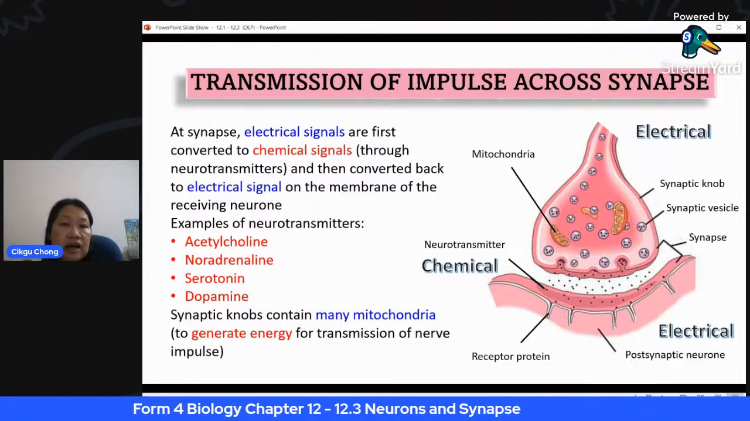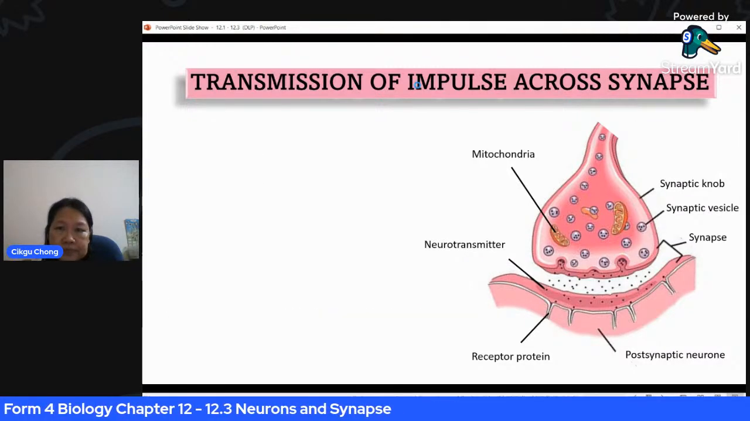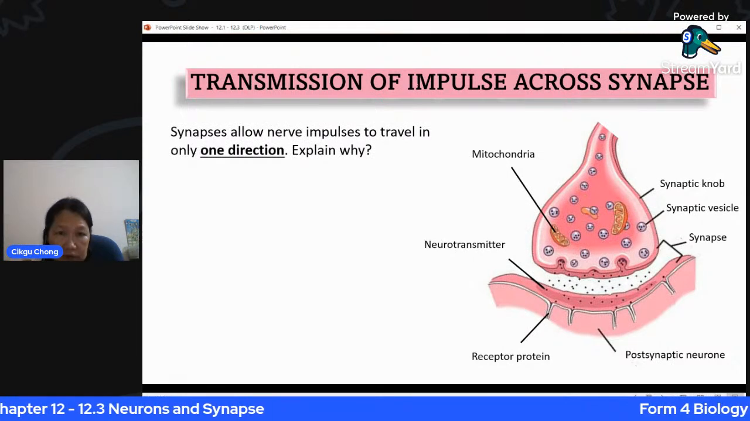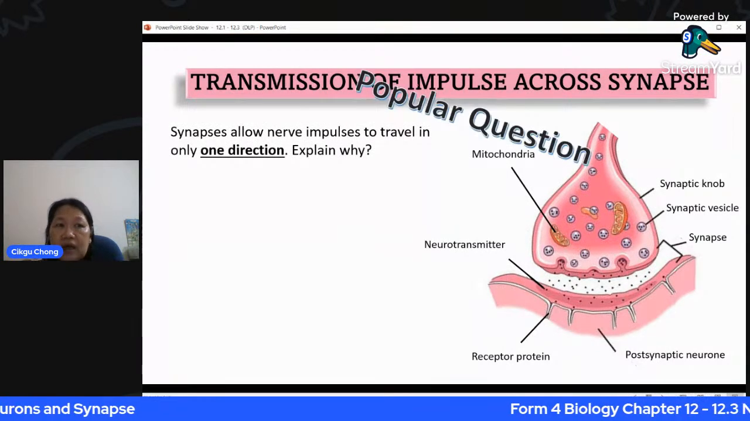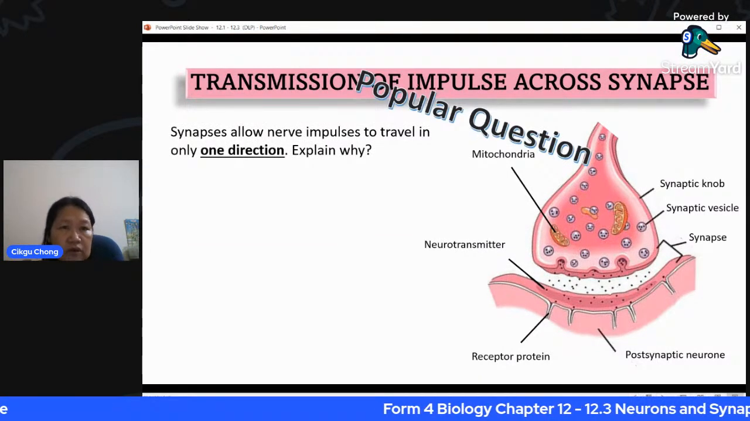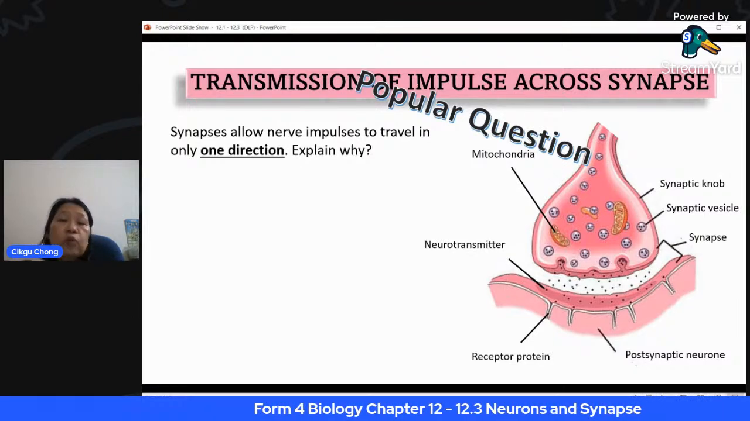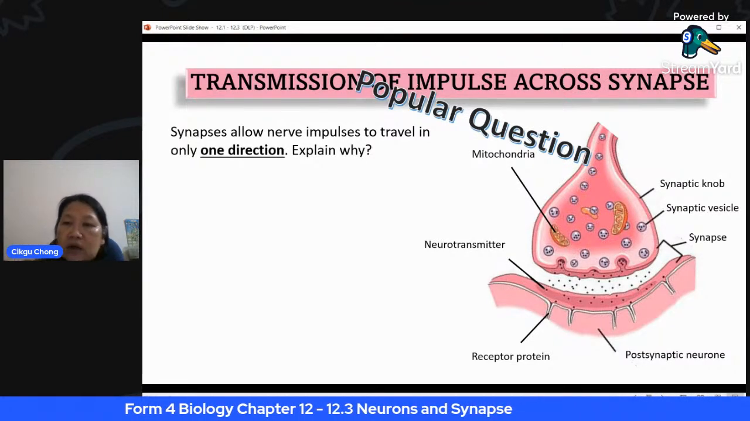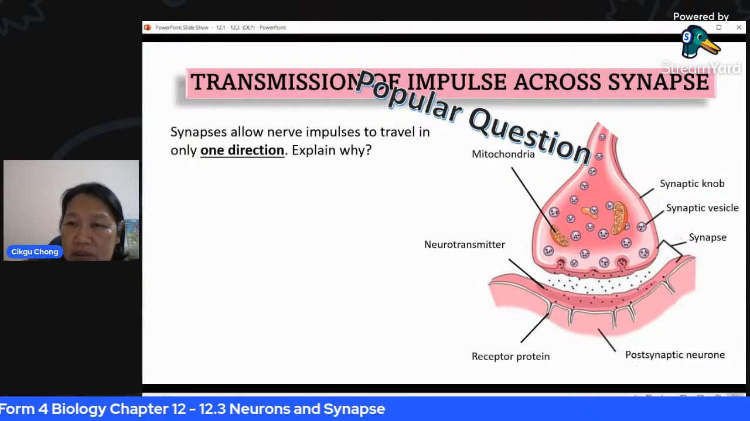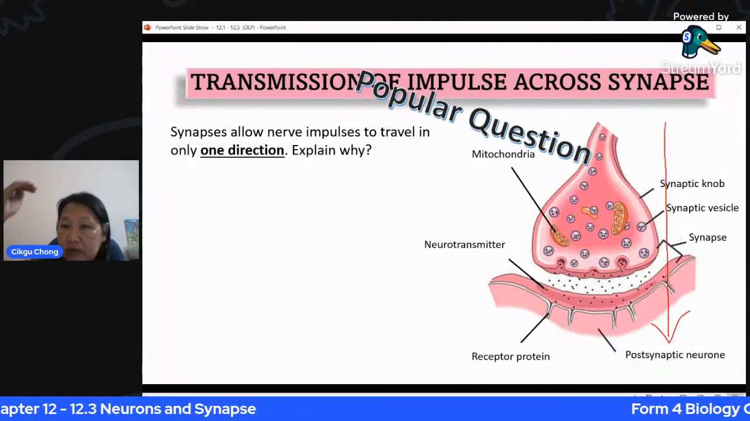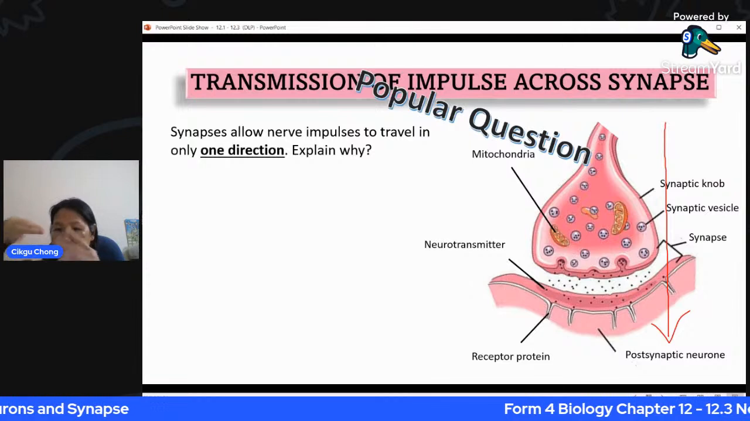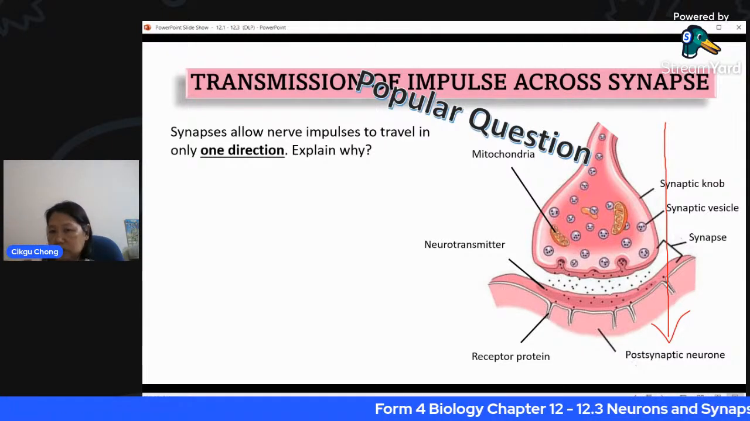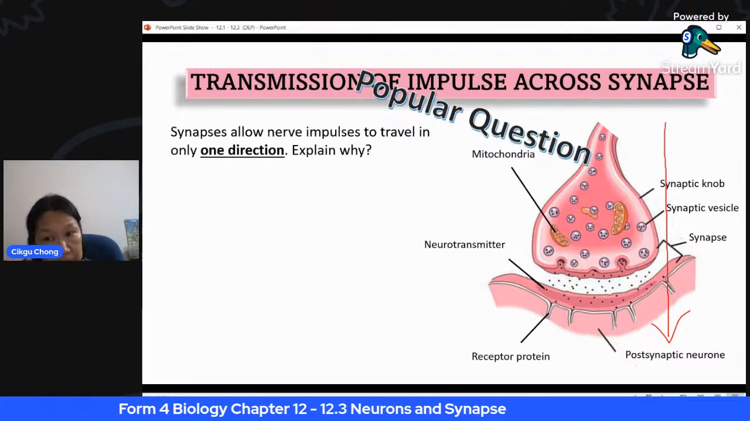Okay, next, the last slide. This is a popular question. Why do synapses allow nerve impulses to travel in only one direction? Why does the impulse only come this way? You can notice from here the impulse comes to the synaptic knob, then the neurotransmitter moves to the synaptic cleft, after which it goes to the postsynaptic neuron.